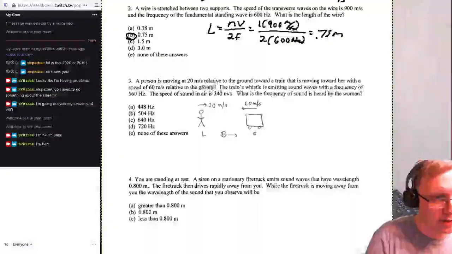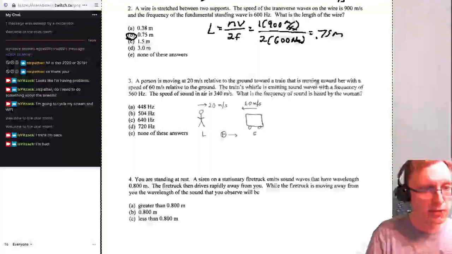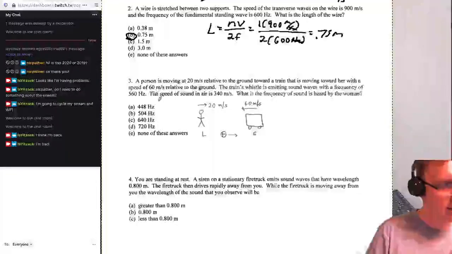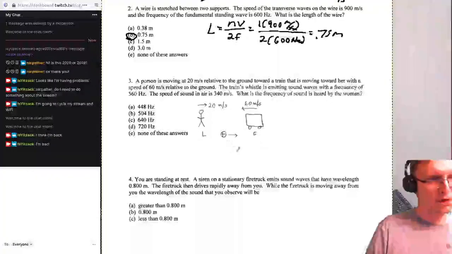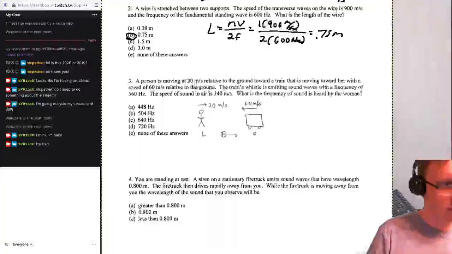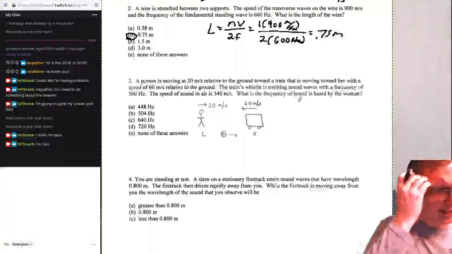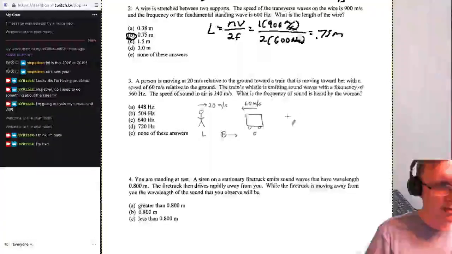A person is moving 20 meters per second relative to the ground toward a train that is moving toward her with a speed of 60 meters per second relative to the ground. The train's whistle is emitting sound waves with a frequency of 560 hertz. The speed of sound in air is 340 meters per second. What is the frequency heard by the woman? Started as a person, turned to a woman. But there's the her right here. At least he's consistent.